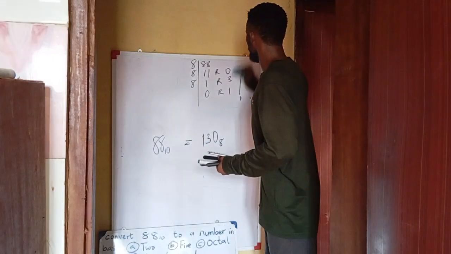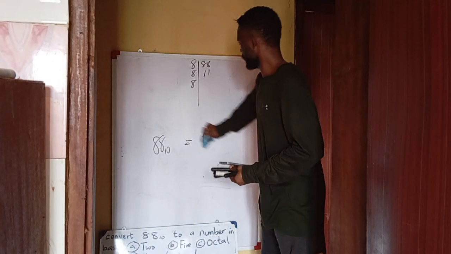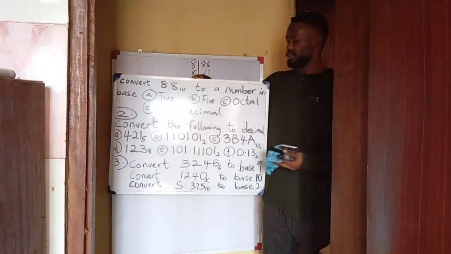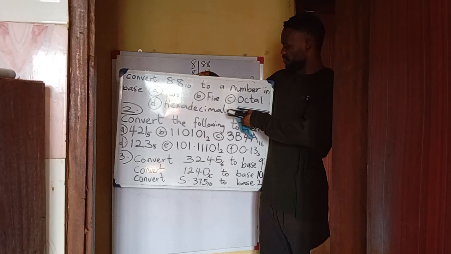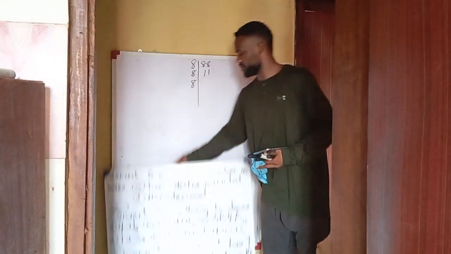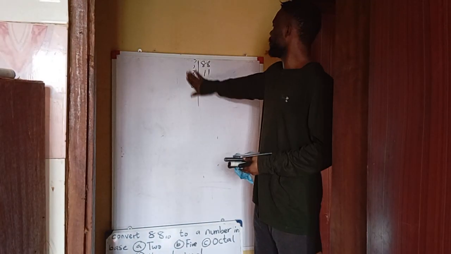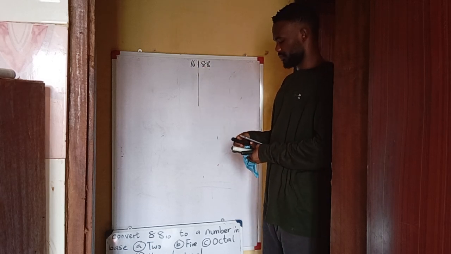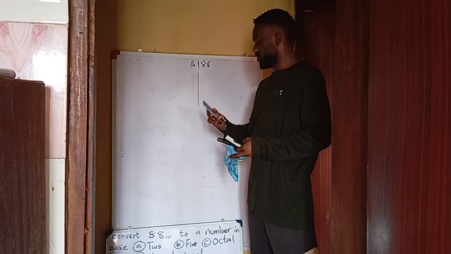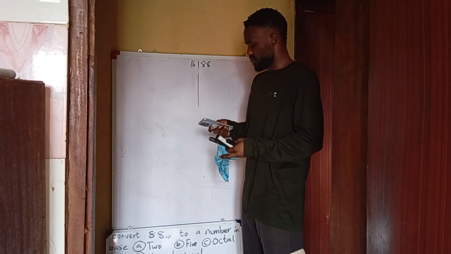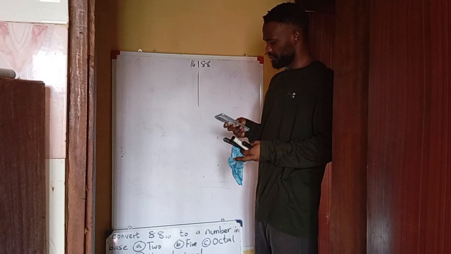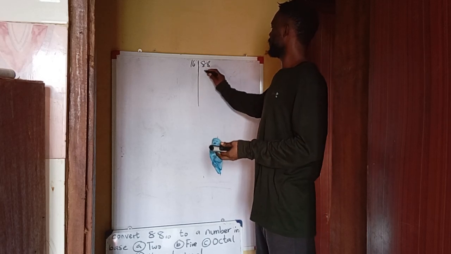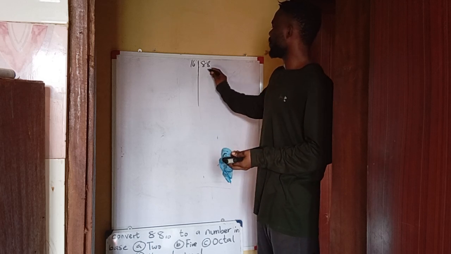So let's try to do base 16 now. Remember our question: we've solved for base 2, base 5, base 8. This is base 16 now. For base 16, we simply divide by 16 throughout. So let's go. 88 divided by 16 gives 5.5. Just write the whole number part.